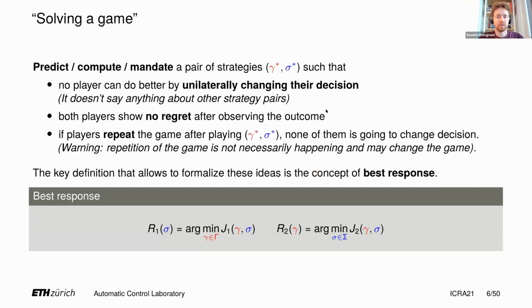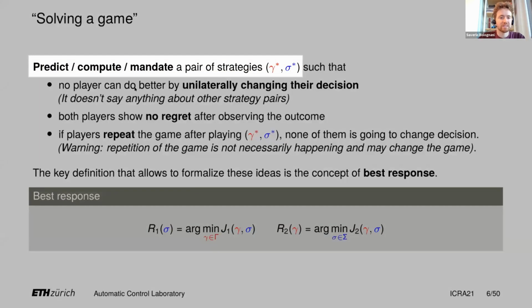Okay, so now you have a game. What does it mean to solve this game, right? Well, it means different things, depending on what you have in mind. In general, I would say it means either to predict, compute, or mandate a couple of strategies. Why is there this difference? Well, because sometimes you have no control of the players. For example, you're observing human players, human drivers, and you want to predict because you assume they are rational players.